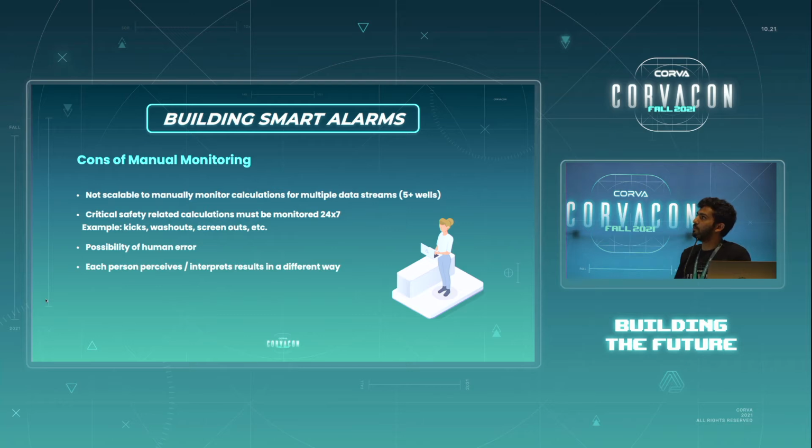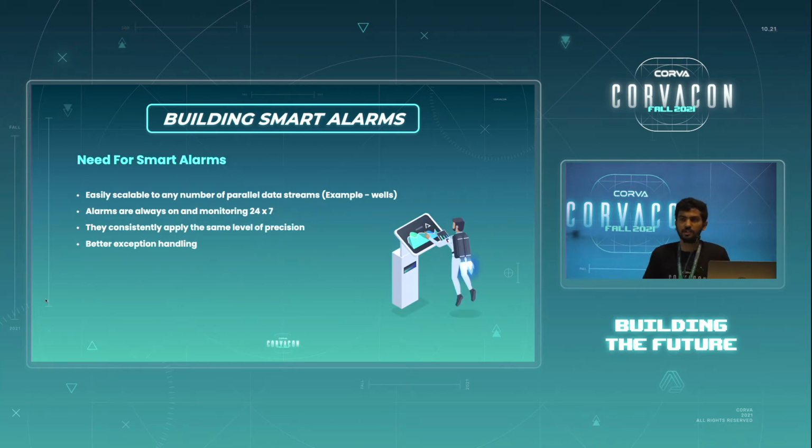So with this manual monitoring, there's always a possibility of human error. Maybe you're looking at a curve for a wrong well. That can get pretty bad. And each shift and each person might perceive and interpret results in a different way. So that also adds to the cons of manual monitoring.